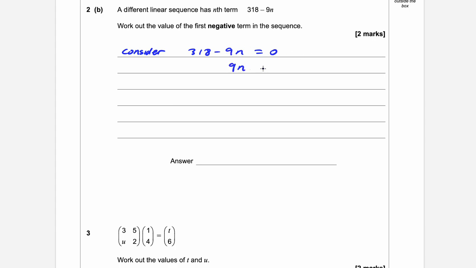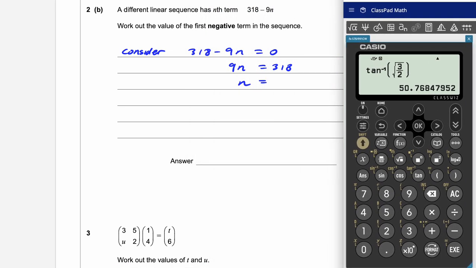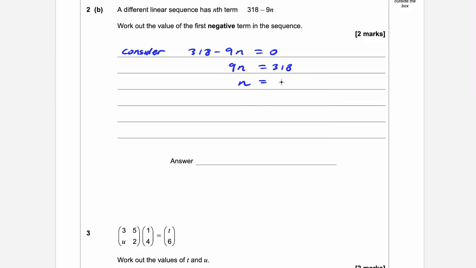I'll get 9n equals 318, and then n is equal to 318 divided by 9. Let's just write this as a decimal. 35.3333, 35.3 recurring. Therefore, the first negative term is the 36th term. Sorry, what am I saying? The 36th term.